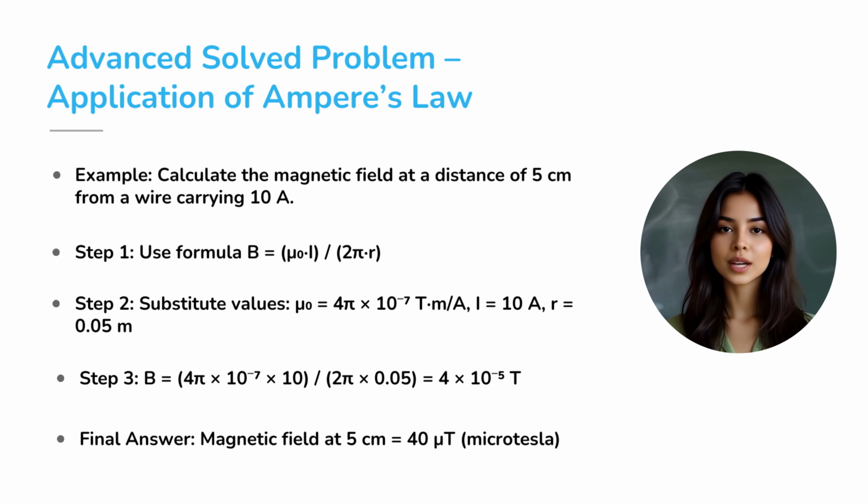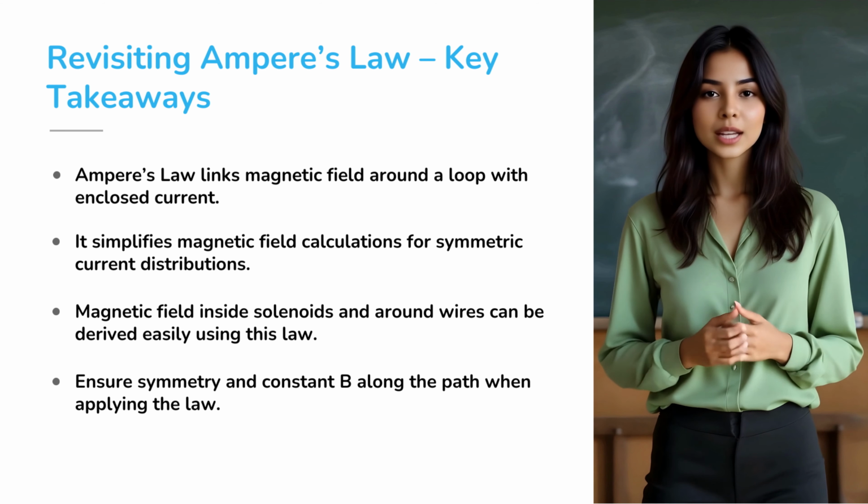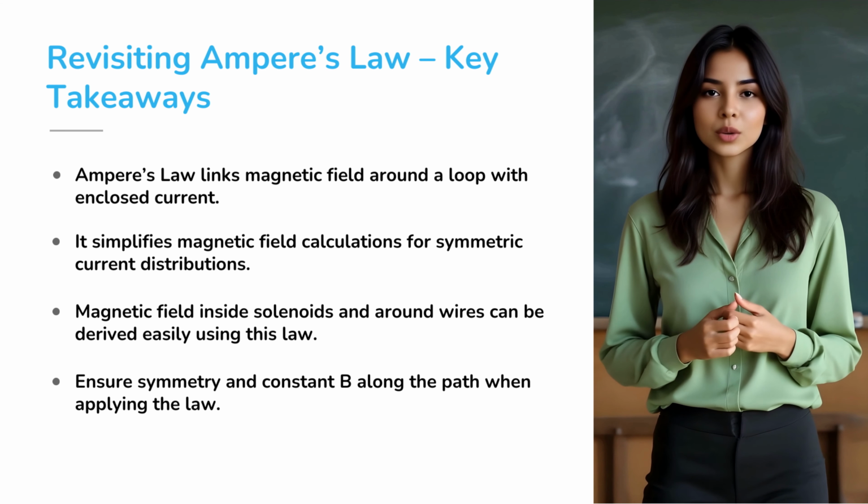When we simplify, notice that pi cancels out. What remains is B equals 4 times 10 to the power of minus 5 Tesla. That's equal to 40 microtesla, which, interestingly, is almost the same as Earth's magnetic field strength. Pretty amazing, isn't it? Let's quickly revisit the key ideas from Ampere's Circuital Law.